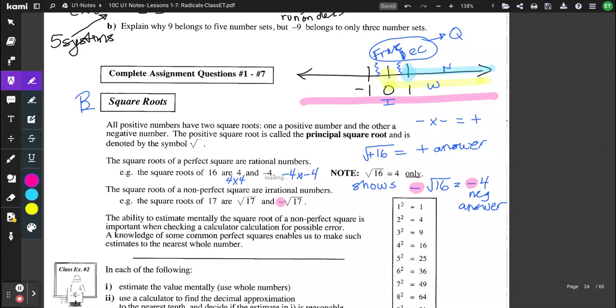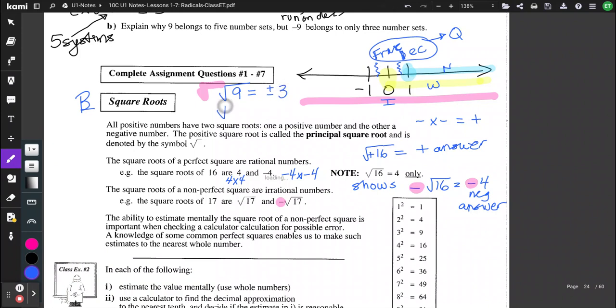Okay, so you're going to get true and false questions. And one of the true-false questions could say, let's just go with 9: square root 9 equals plus and minus 3. True or false? Then I could say square root 9 equals only positive 3. True or false? Which ones of those are true? Only one of them is true. Which one is true? The first one or the second one?